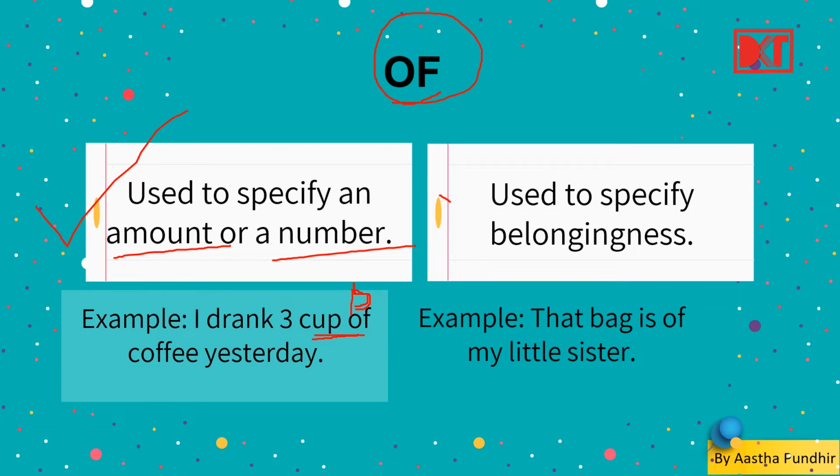Then it is also used to specify belongingness. That bag is of my little sister. Whom does it belong to? My little sister. So belongingness. 3 cups of coffee: amount or number we're telling. So "of."